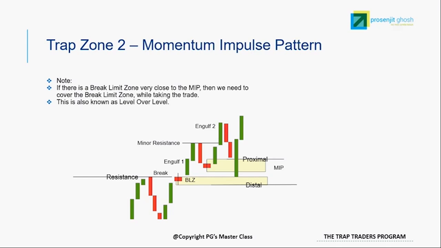Any challenge? Any confusion till now? Until asking if there is no break limit zone, close the MIP from then. We should place the stop below this resistance. If there is no break limit zone, you don't have to worry. You don't have to keep your stop below the resistance, right? You have to keep your stop below the MIP. That's it. You don't have to worry about the resistance. Okay.